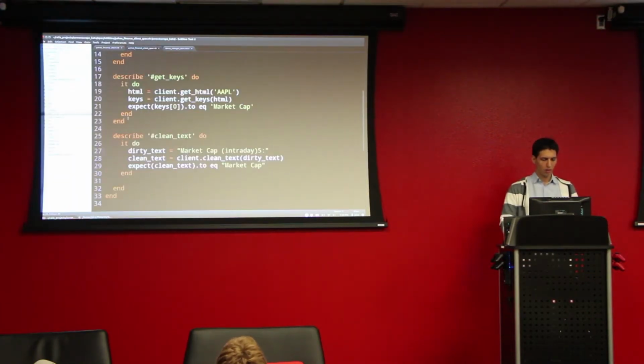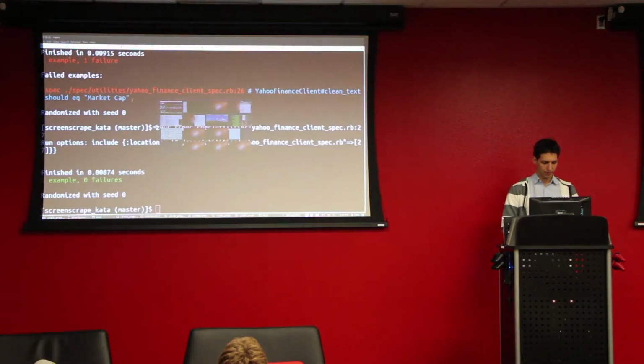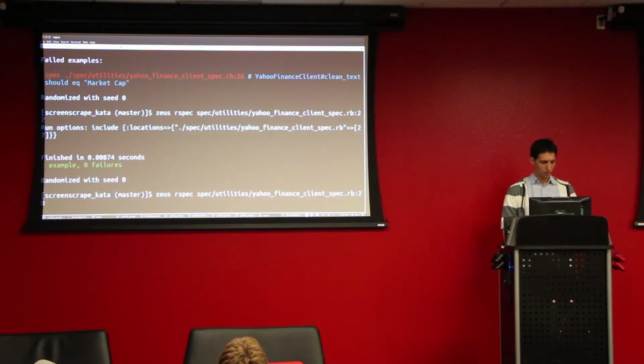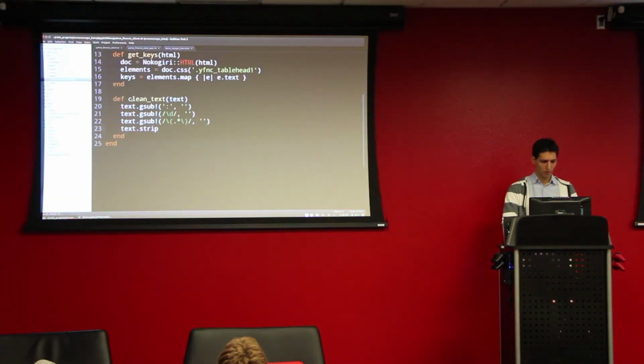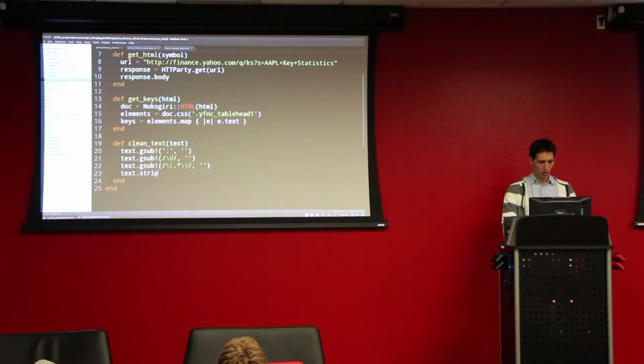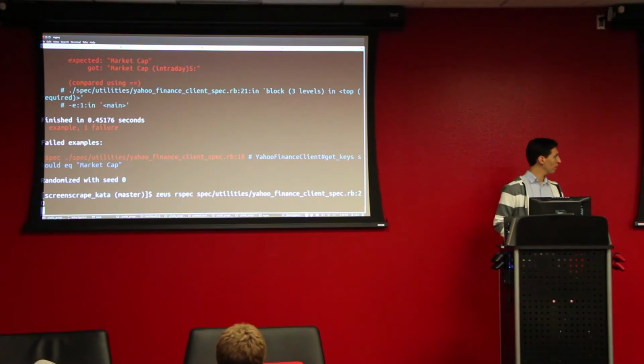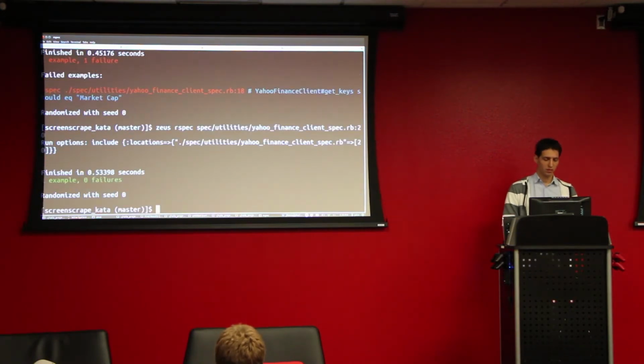Okay. So now that we are able to clean the keys, let's go ahead and run this test for get keys. So I'm going to only run this test. And we can see it's failing because we have dirty text. We need to clean that text. So we'll do that in the code. When we get this text here, we'll just go ahead and clean that. And run our test again. And we have a pass.